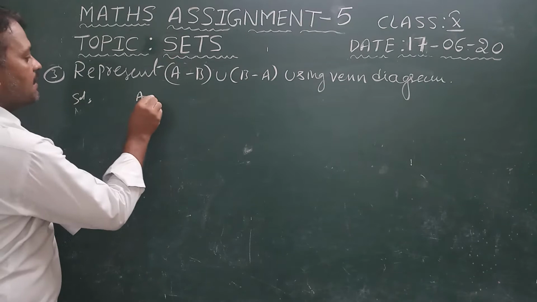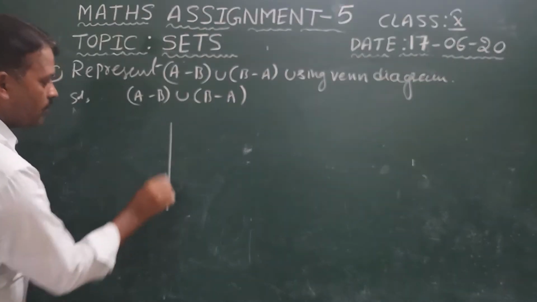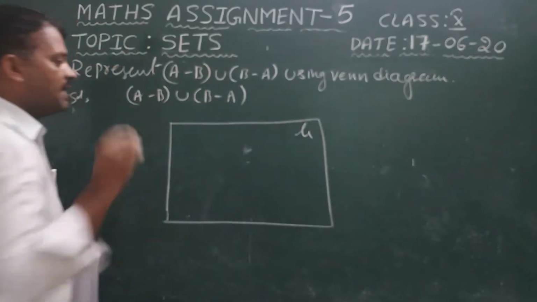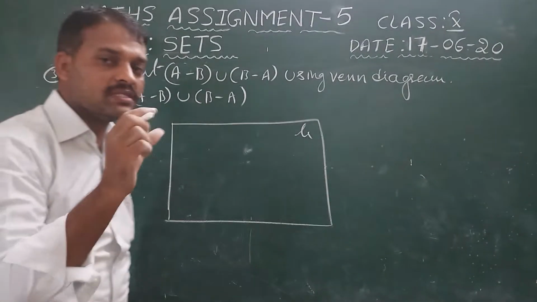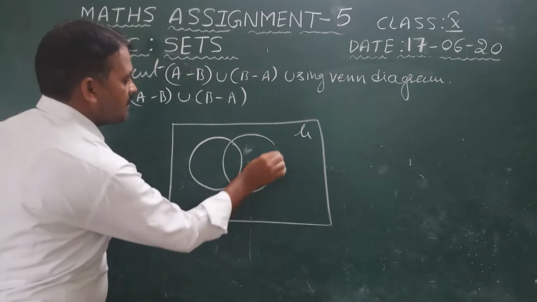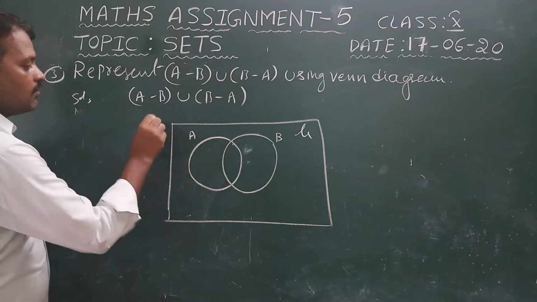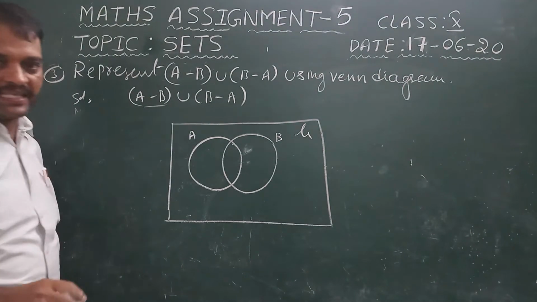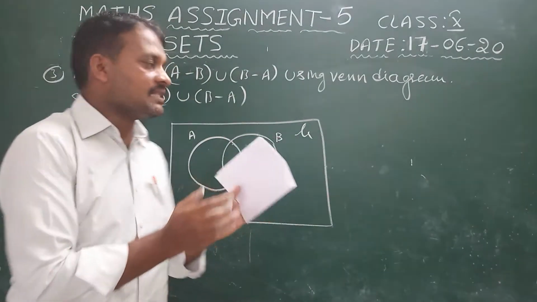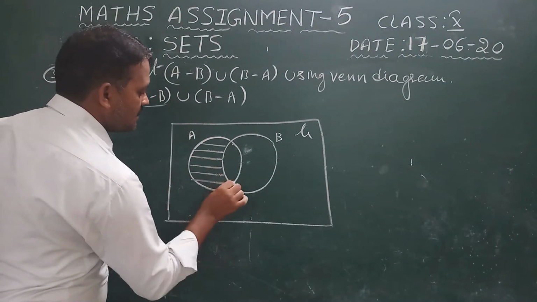Given here: A minus B union B minus A. Now I consider the universal set mu, and A and B are two sets belonging to it. So this is set A and this is set B. First I need to shade the part A minus B. A minus B is the elements containing only A. The elements containing only A is A minus B.